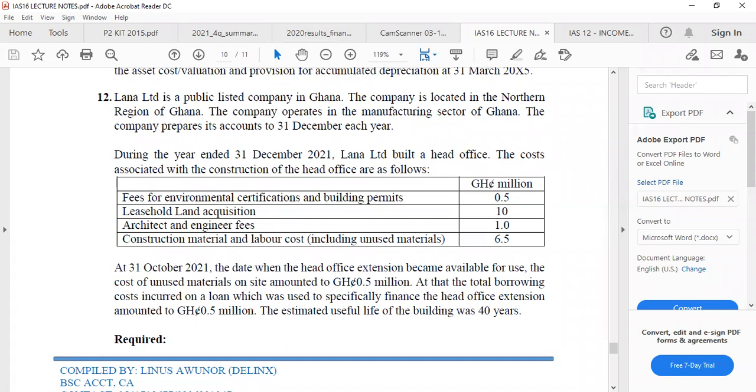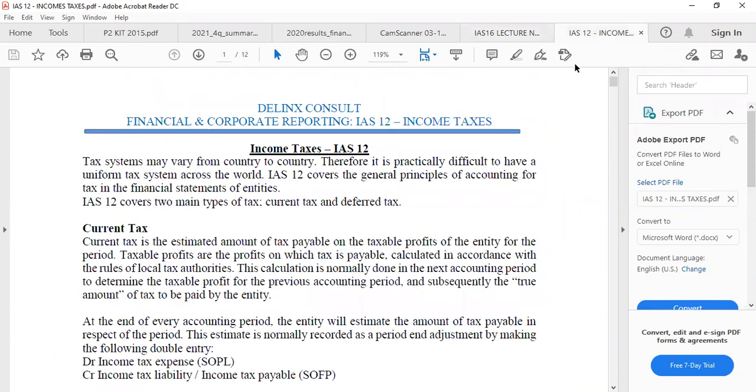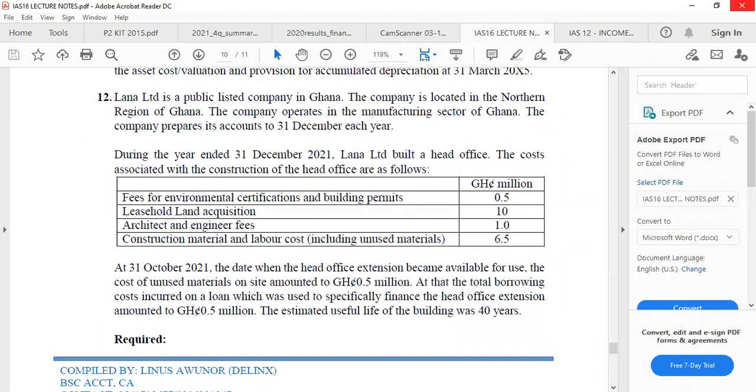Lana Limited is a public listed company in Ghana. The company is located in the northern region of Ghana. The company operates in the manufacturing sector of Ghana. The company prepares its accounts to 31st December each year. During the year ended 31st December 2021, Lana Limited built a head office. The costs associated with the construction of the head office are as follows. Fees for environmental certification and building permits, 0.5 million. Leasehold land acquisition, 10 million.